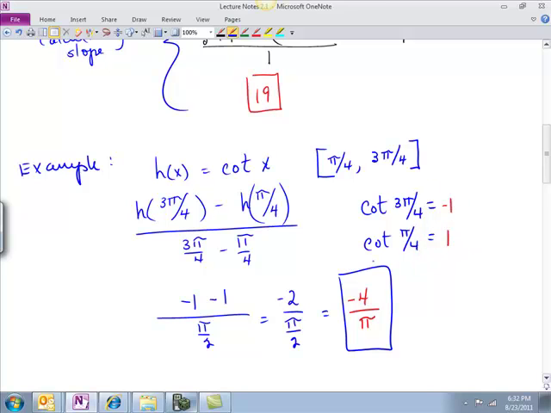Cotan of 3 pi over 4. You probably don't have that memorized. I don't necessarily have it memorized. Something that could help you as you get started, and I think I put it out there on handouts, is this trig identity sheet.